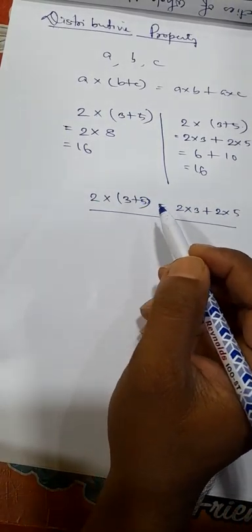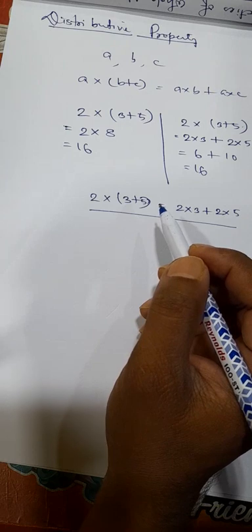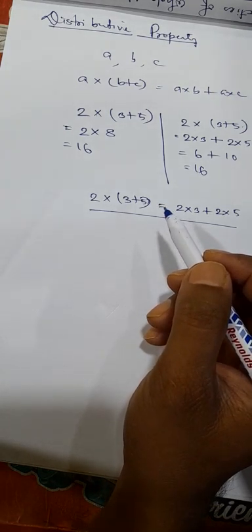So these are the properties of whole numbers. Later on we'll discuss some more properties of whole numbers.